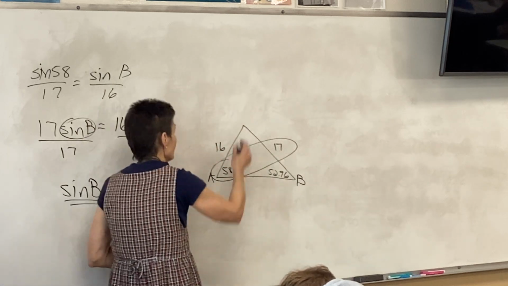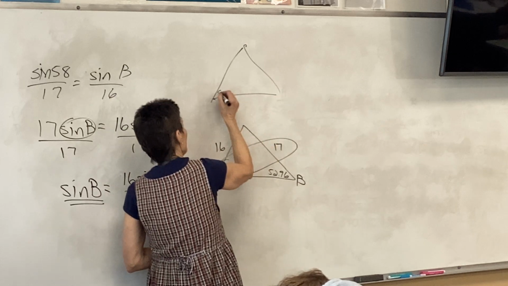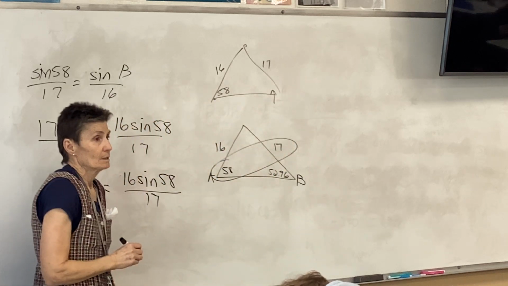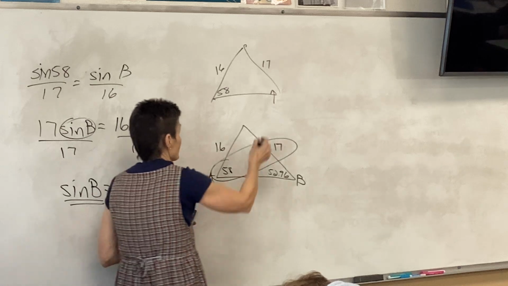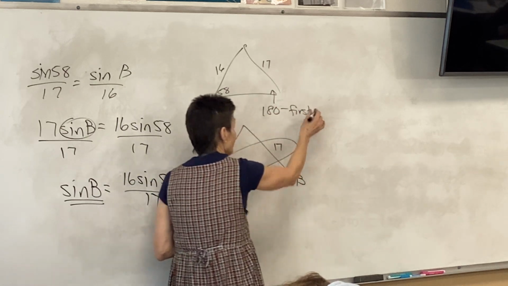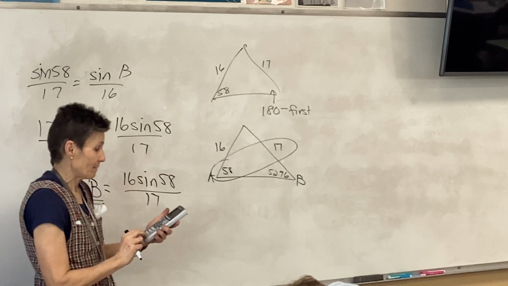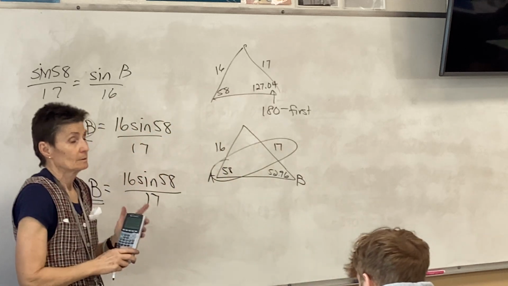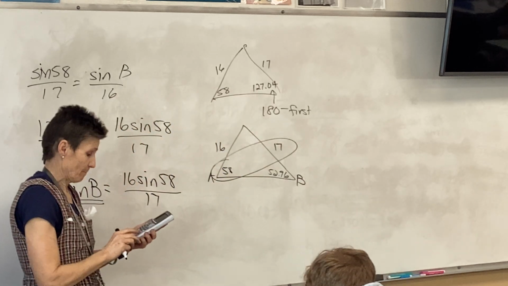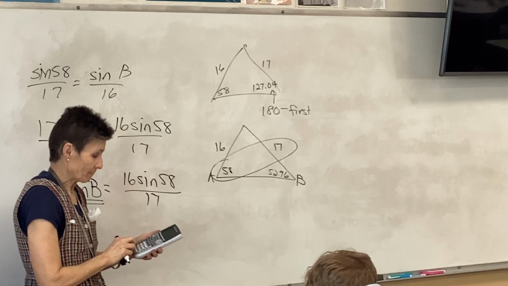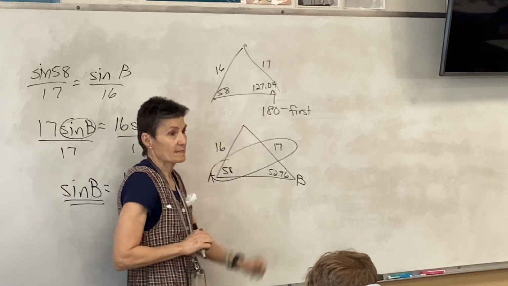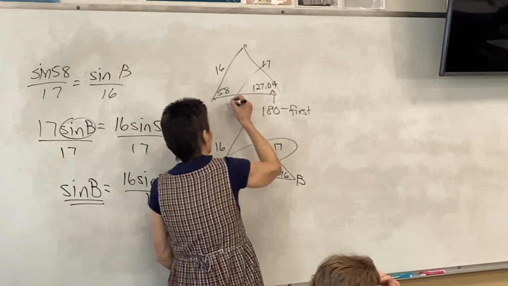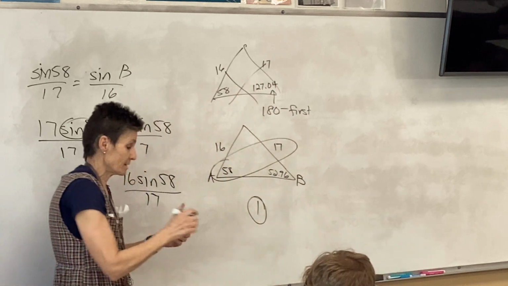And then what do I immediately do? I say, well, I got one answer. Could I have another answer? Well, if I do, it is 180 minus the first one. So let's see, what would that be? 127.04. Can you have a 127 and a 58 in the same triangle? No. Nope. So therefore, how many triangles are possible? One, just the original one we got.